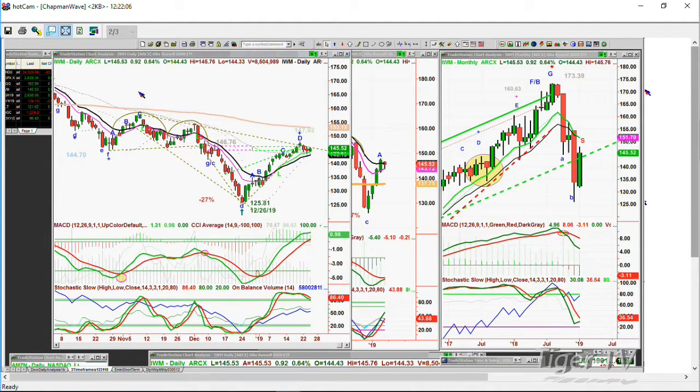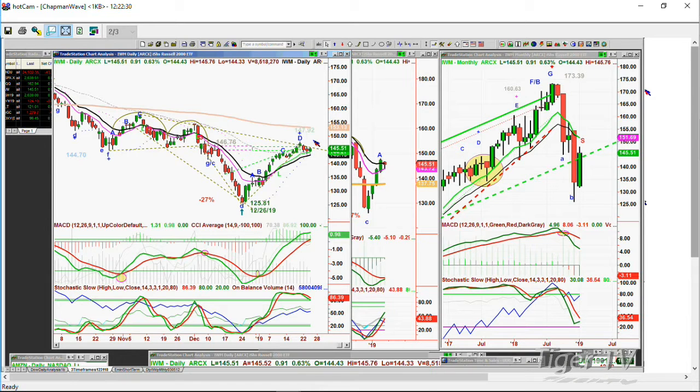The high that was made on the 8th of November in the IWM Russell 2000 was at 157.90, in the 157 area, and it comes down with lower highs and much lower lows. So draw a trend line there, and a deeper trend line here. It's a falling axe formation.